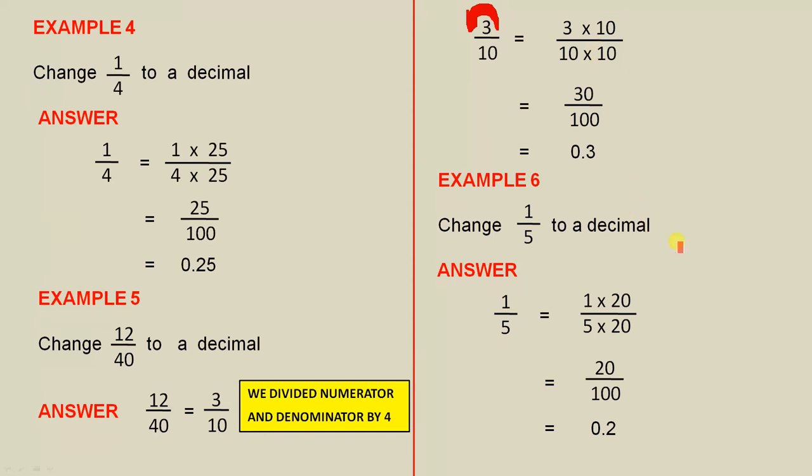Change 1 over 5 to a decimal. 1 over 5, you multiply top and bottom by 20, which gives us 20 over 100. Since you're dividing by 100, move the decimal point 2 places to the left, and you get 0.2.